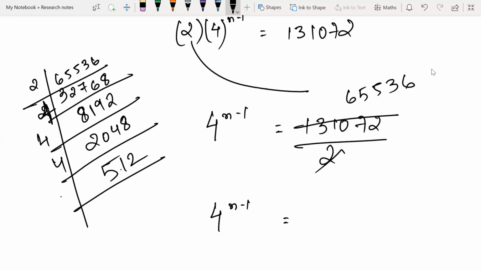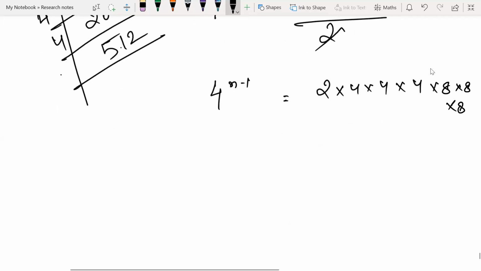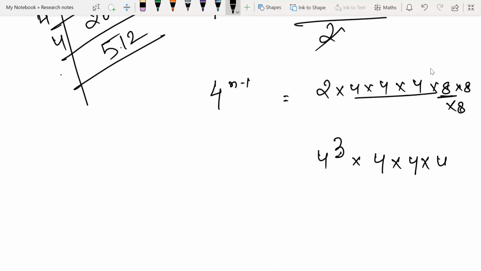So basically this number we got like this: 2, 4, 4, 4, 8, 8, 8. We will try writing it as an exponent of 4. 4 to the power 3 we already have. This 8 will give 4 into 2, so one 4 we get. This 8 will give 4 into 2, one 4. This 8 will give 4 into 2, one 4. This 2 I am writing as it is. It's just the factorization I am doing my way. You can do it your way.